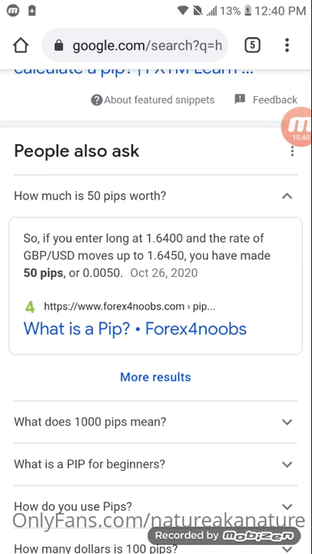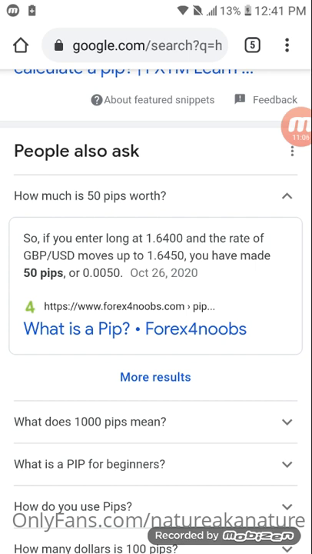From 1.6400 to 1.6450, you have made 50 pips. So that's basically how you read pips and understand pips. If it was 1.6400 to 1.6550, that would be 150 pips. So this is basically how you read pips.